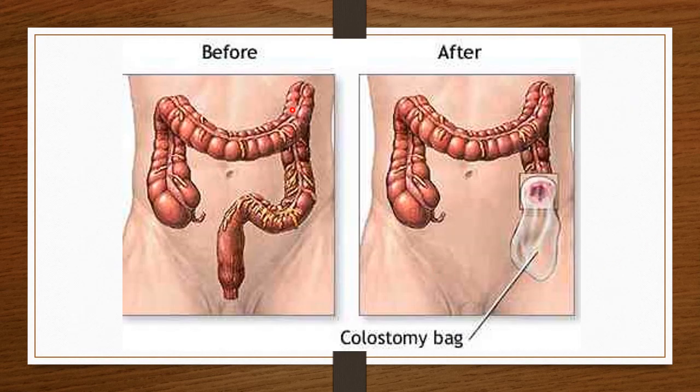Okay, this is before the operation. After removing the anus, rectum, and sigmoid colon, the proximal colon is used to create an end colostomy, which is a permanent colostomy in the left iliac fossa.